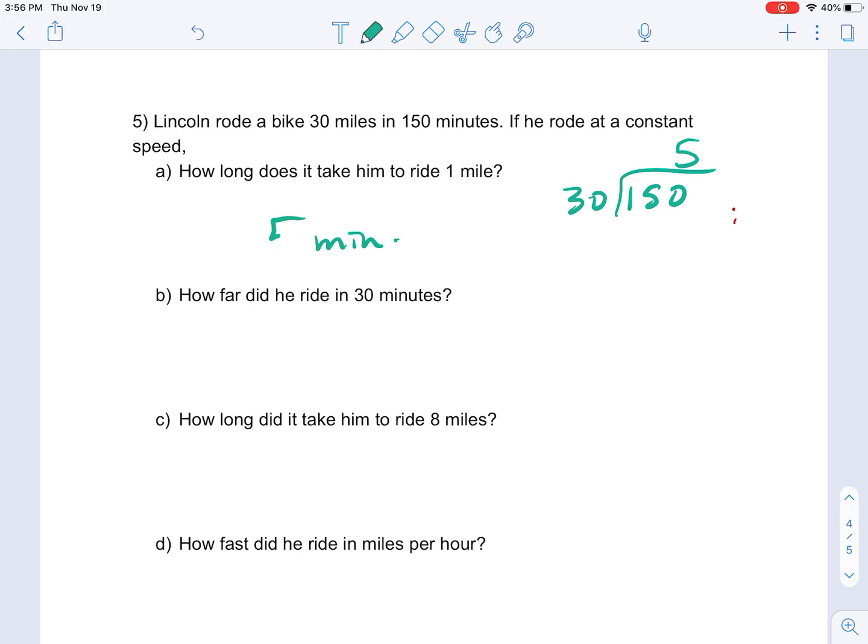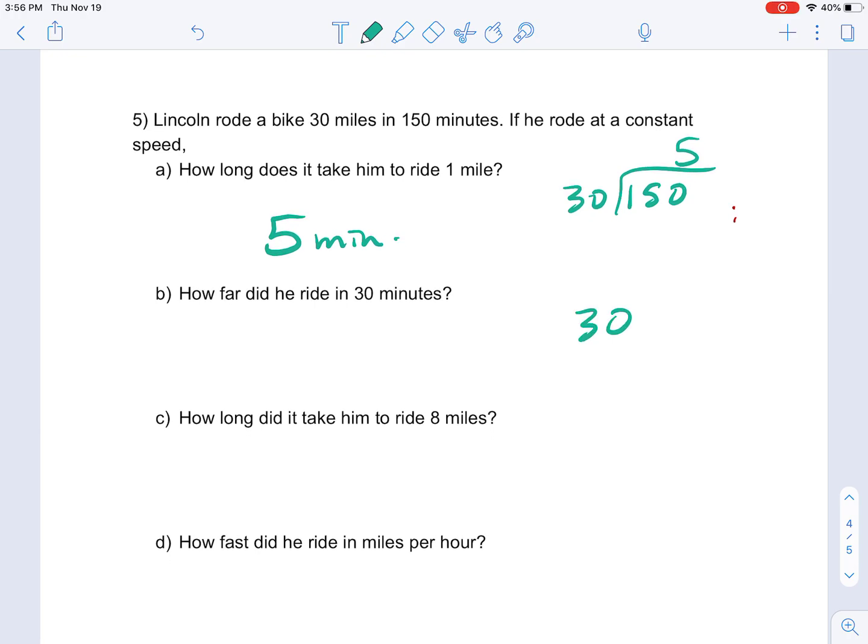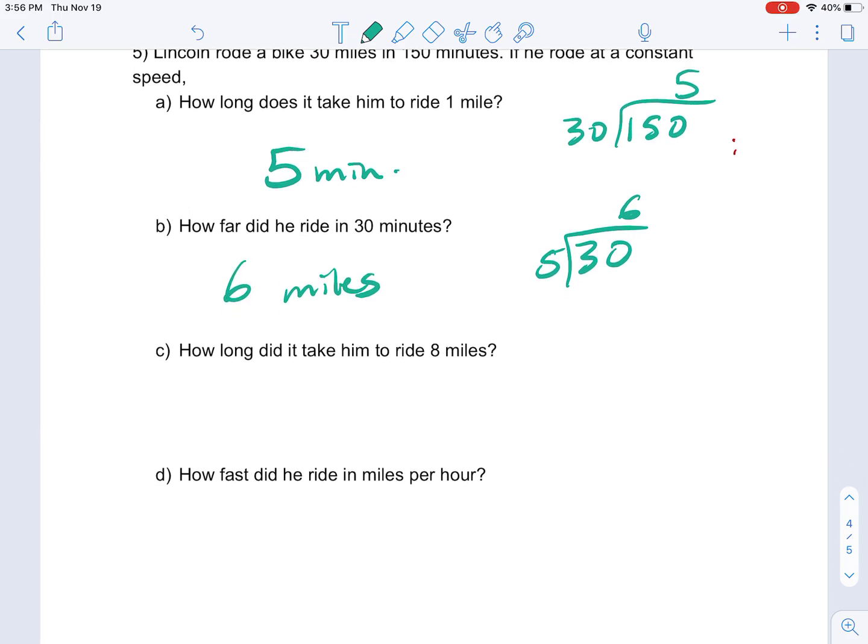Letter B says, how far did he ride in 30 minutes? Well, if 1 mile takes him 5 minutes, 30 divided by 5 will give you 6 miles. Letter C, how long did it take him to ride 8 miles? Well, if 1 mile takes him 5 minutes, 8 times 5 is 40 minutes.